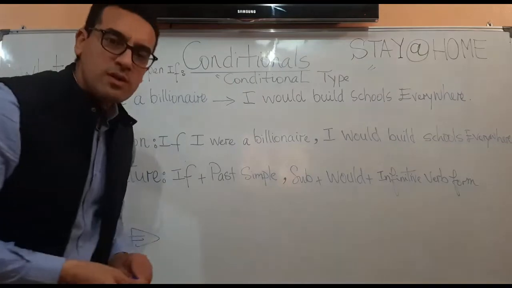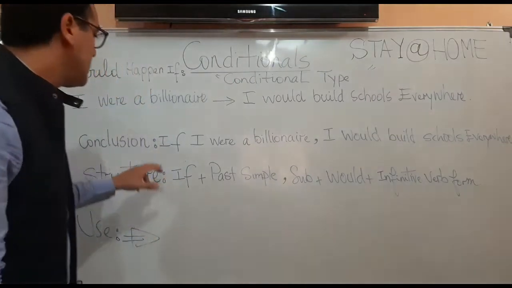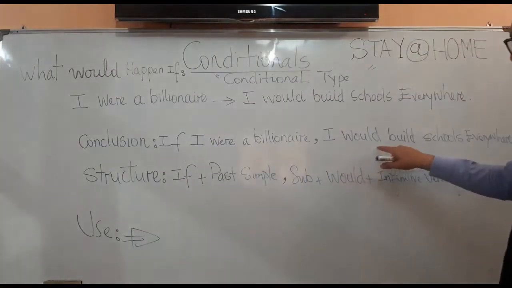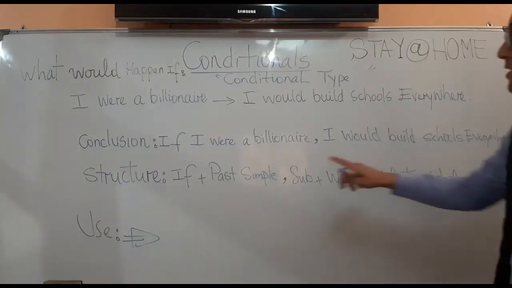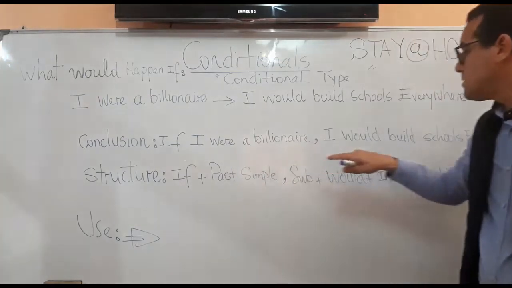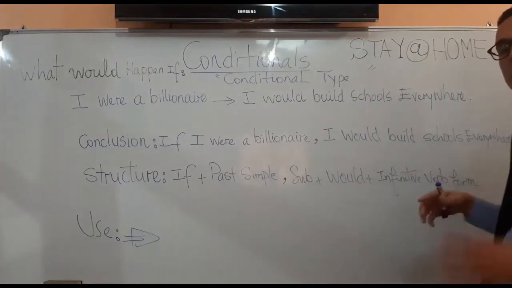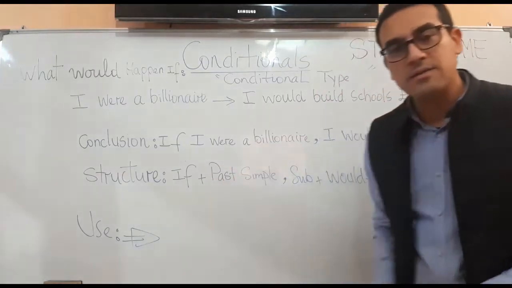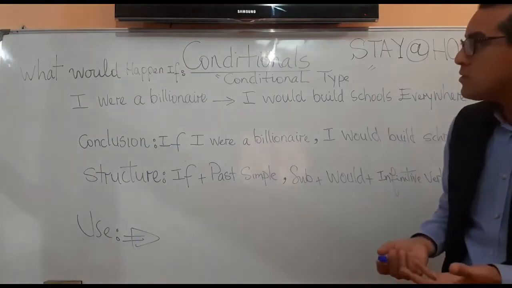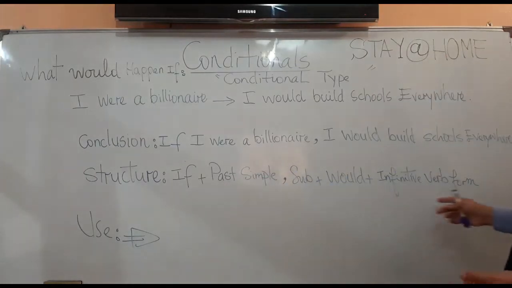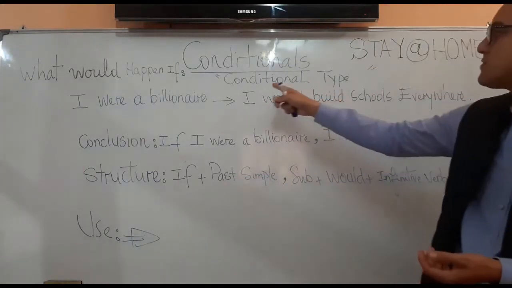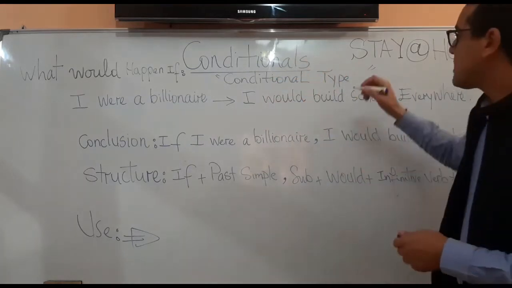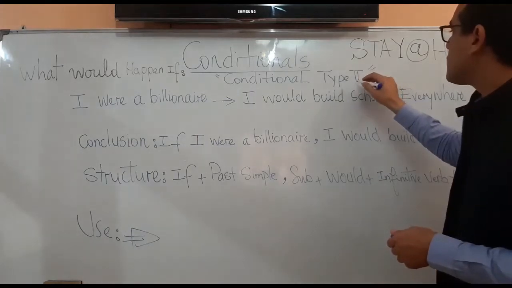Look at this statement once again and repeat after me. If I were a billionaire, I would build schools everywhere. If I were a very rich man, I would build schools everywhere. That's the result. So now we're going to look at the use. When do we use this type? What type is it first? Let's decide about the type. So we have seen conditional type 0 and conditional type 1. Now it's conditional type 2.